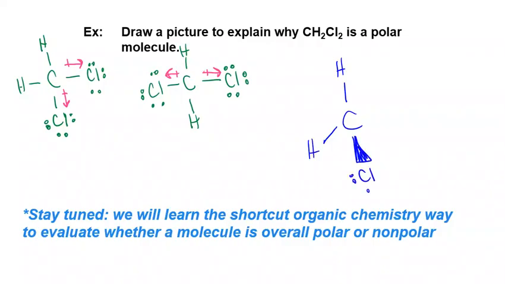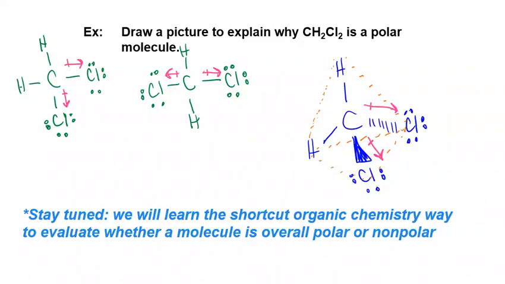Okay, so there's my wedge, there's my dash, and for good measure, I'll do a little dotted thing to try and represent this tetrahedron. So remember, that's where the carbon is in the middle, and all of the things connected to the carbon are pointing out to the edges of the tetrahedron. Okay, so the shape of this molecule is tetrahedral, and I'm going to draw the bond dipoles in here as well.